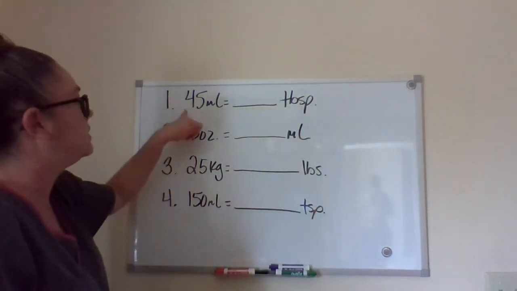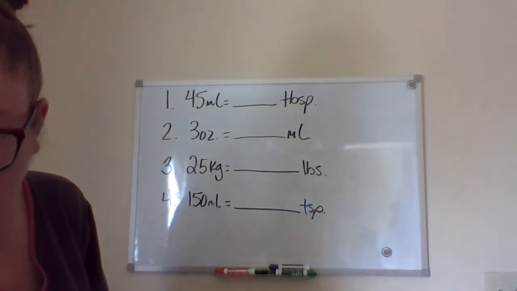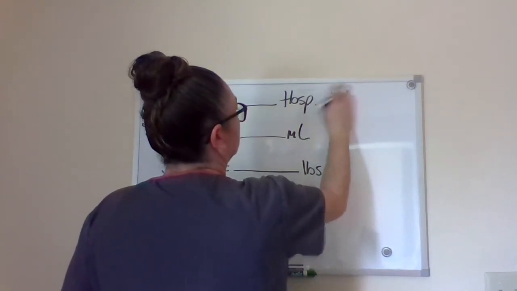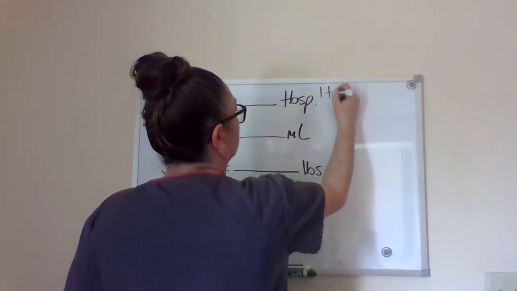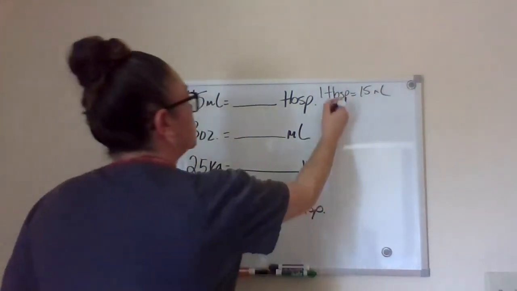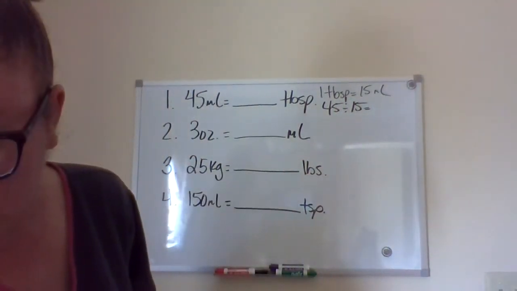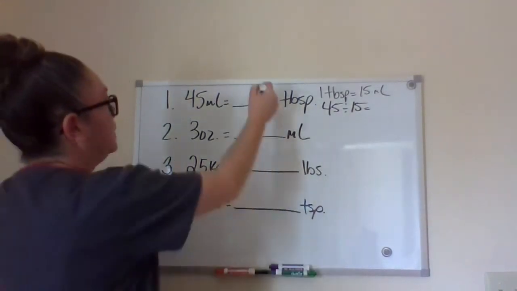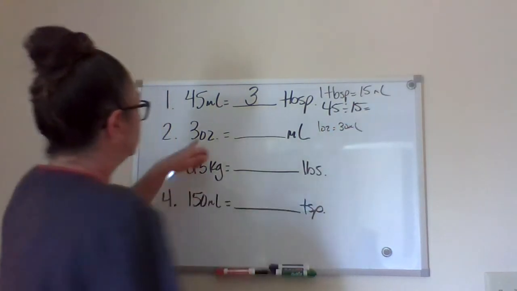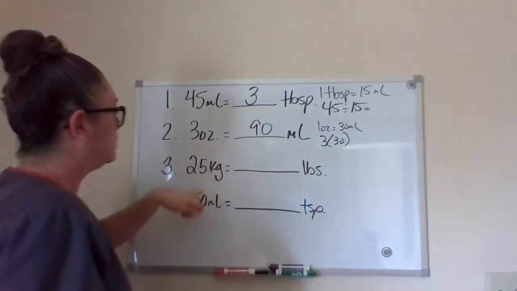All right, so the first one says 45 mils. Convert that to tablespoons. We know that 1 tablespoon is equivalent to 15 milliliters, so we're going to take 45 divided by 15, and we get 3 tablespoons. 1 ounce is 30 milliliters, so 3 ounces, 3 times 30, would be 90 milliliters.